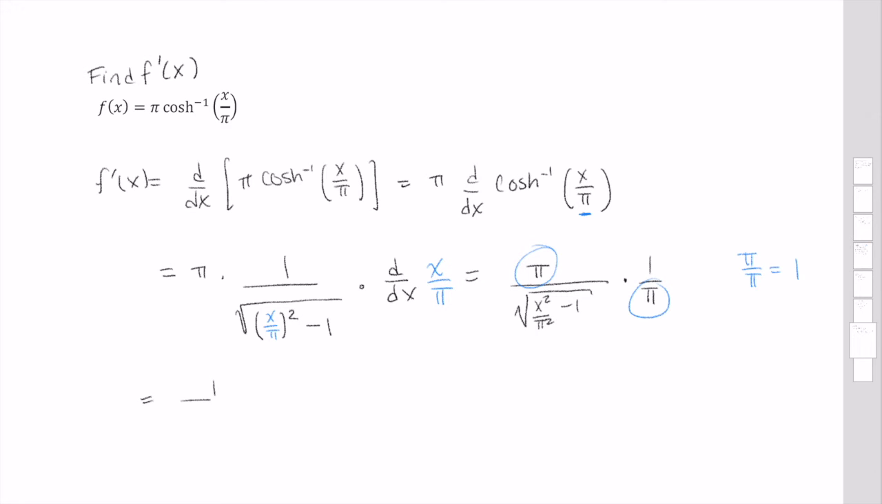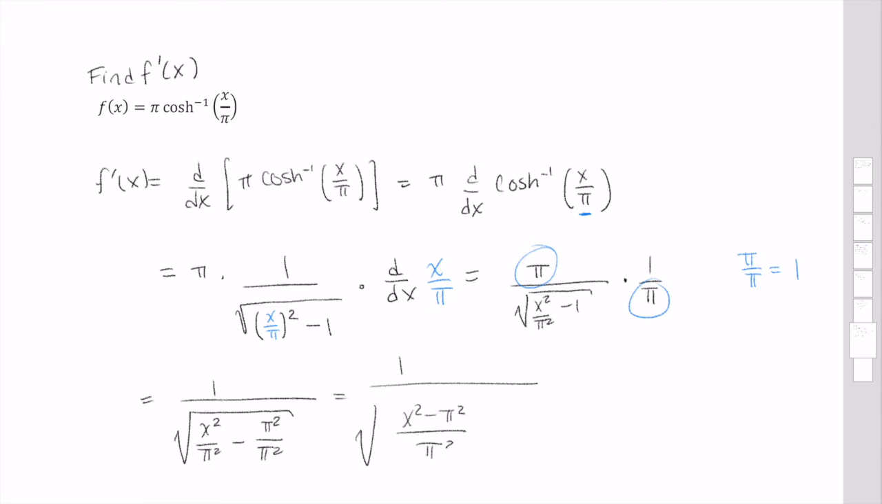We can continue simplifying this algebraically by cleaning up what's in that radical in the denominator. So I'm going to rewrite that 1 as a pi squared over pi squared. This means my denominator is now x squared minus pi squared divided by pi squared, and this entire quantity in the radical. I can further rewrite this as 1 divided by, and I'm going to break the radical up here, as x squared minus pi squared on top, and then the square root of pi squared on the bottom.